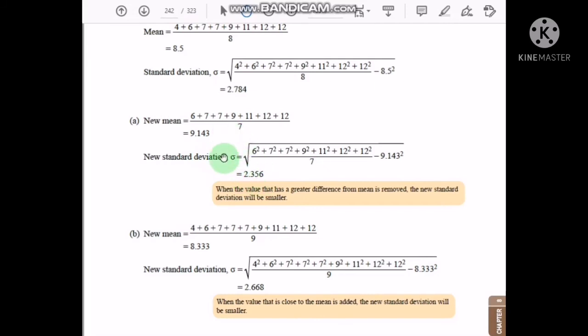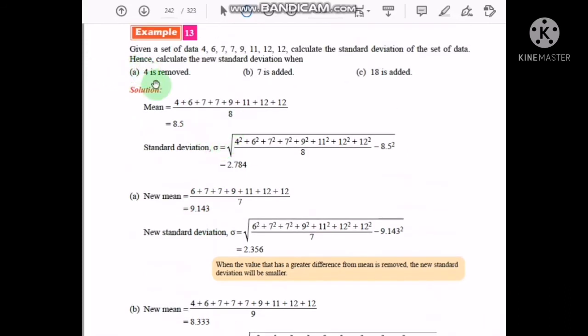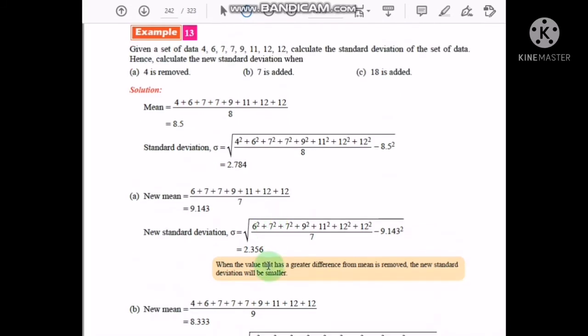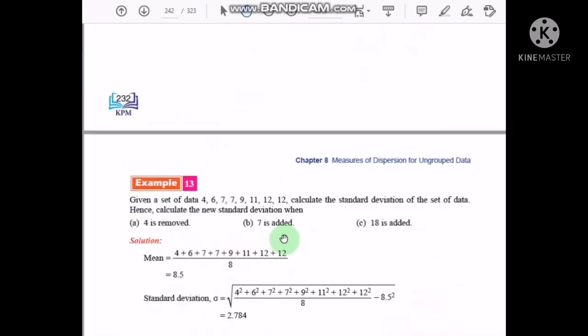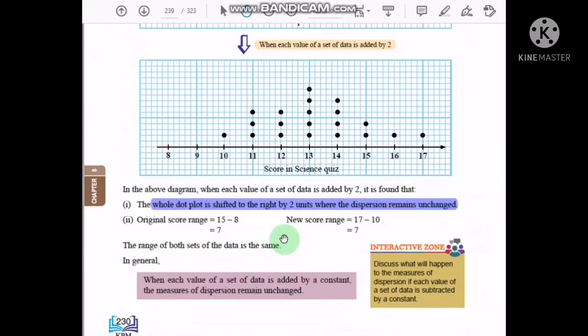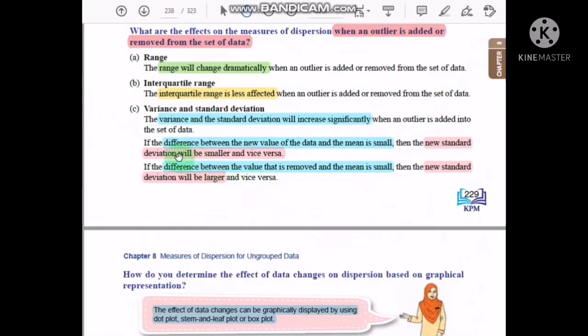As you can see, for A, 4 is removed, right? When the value that has a greater difference from the mean is removed, the new standard deviation will be smaller. So how come the conclusion? How come example 13 creates this conclusion? Let's look back at our previous lesson. This one, I already told you.